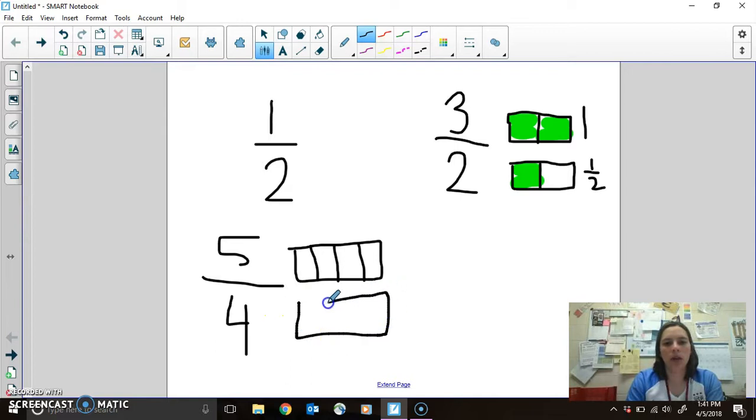Make another one right here and split it into 4 parts. And now let's count and highlight our 5/4. Ready? 1/4, 2/4, 3/4, 4/4, 5/4. So I've highlighted one whole and 1/4 of another one. Okay, last one.